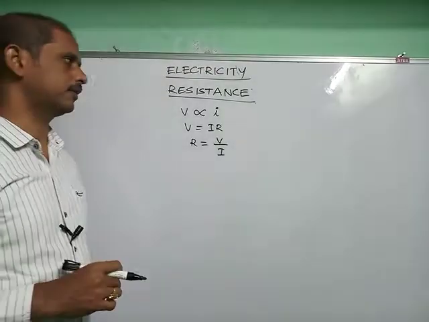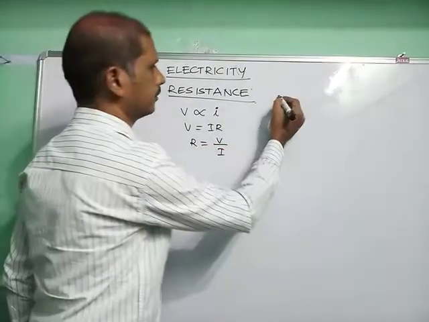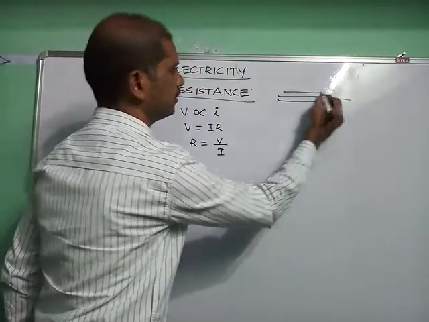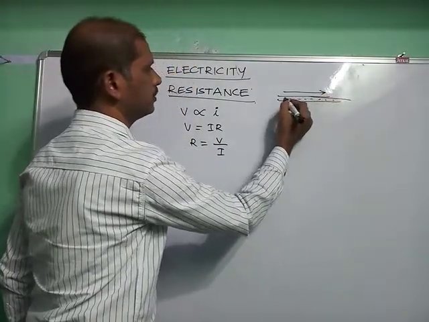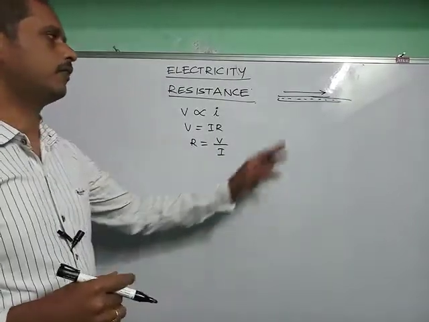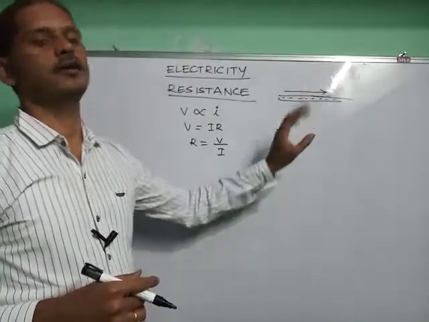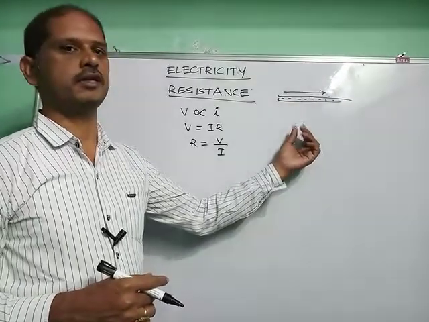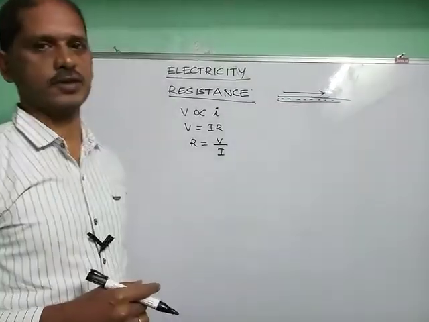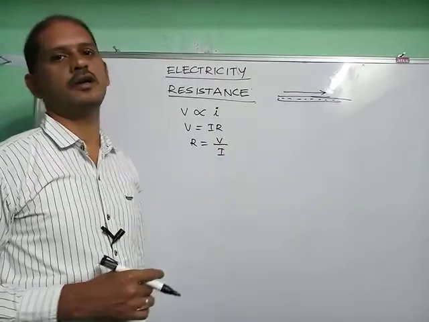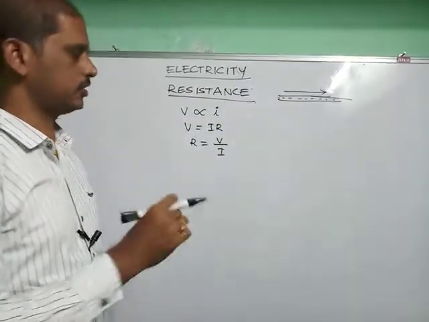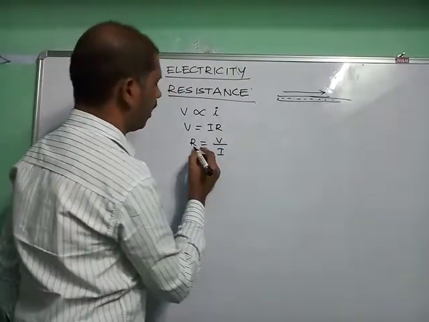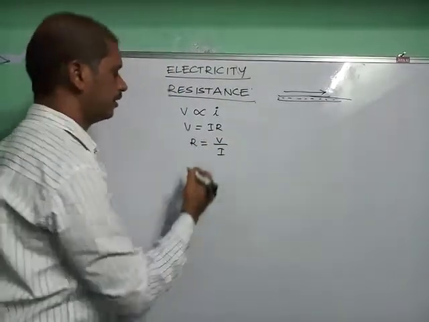In a conductor, when electricity is passing through it, for example, this is a conductor. When electricity is passing in this direction, electrons are moving in the opposite direction. So the flow of electrons is opposed by the material. Individually, it has the property that opposes the flow of electrons. That property is known as resistance. So resistance R = V/I here.